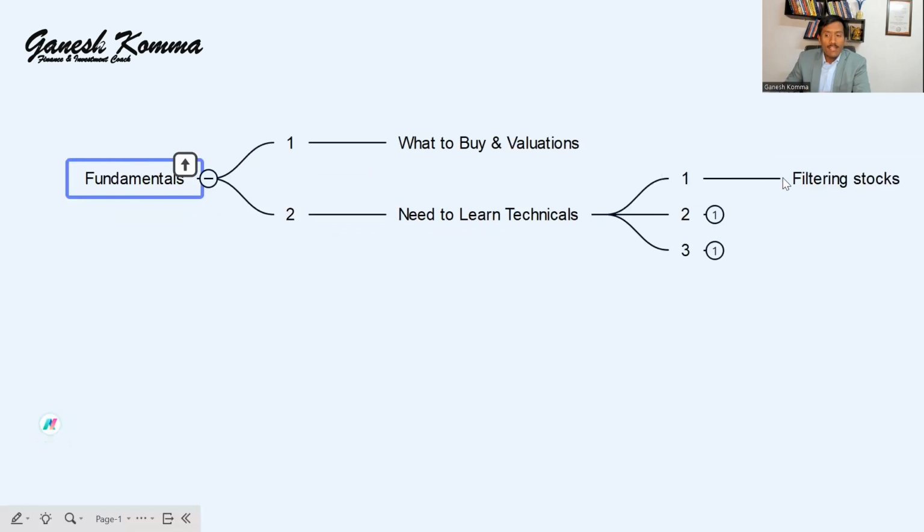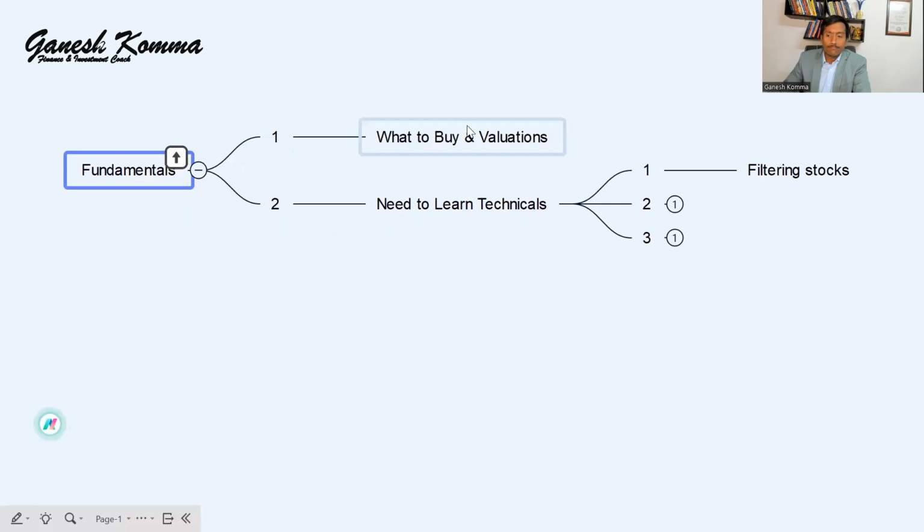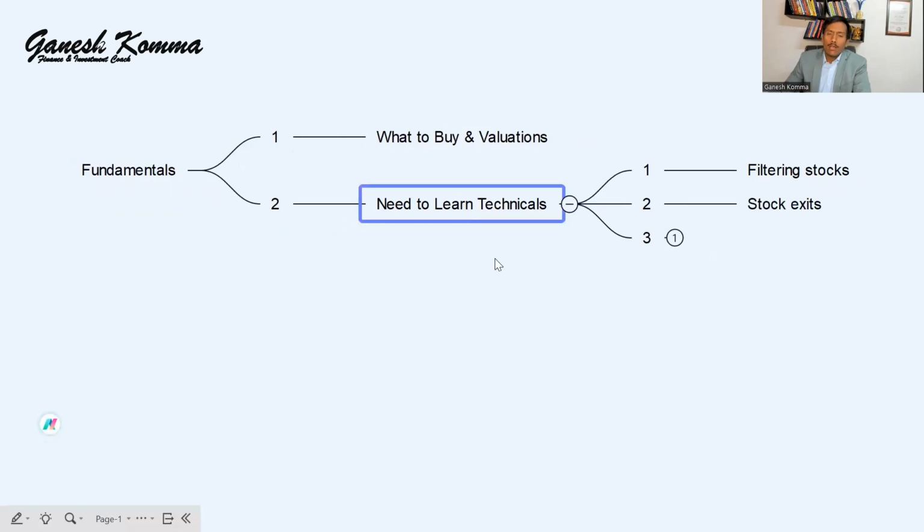Why? The reason being, by learning technicals, you will be able to filter down the stocks, right? You will not enter into any random company. You will be able to filter down the stocks. Second, technicals or chart reading will give you stock exits, when to exit. Any stock which is showing decline or weakness based on technicals gives the first signal for you to exit.